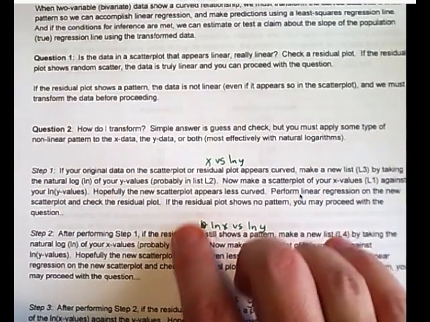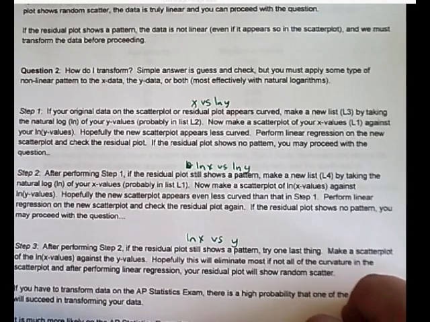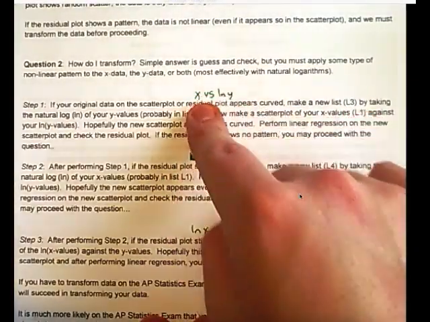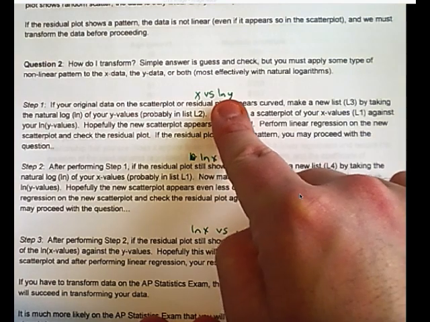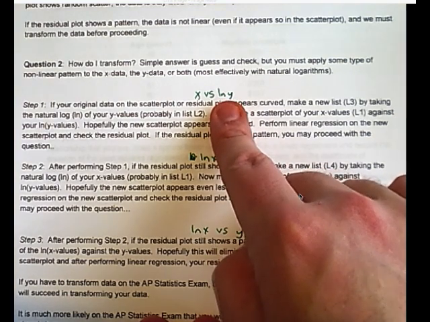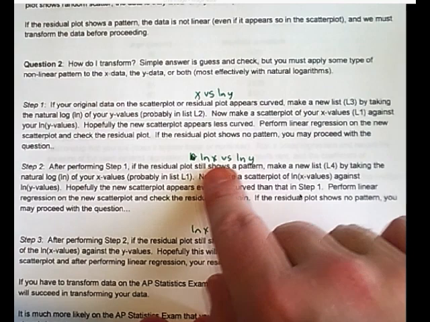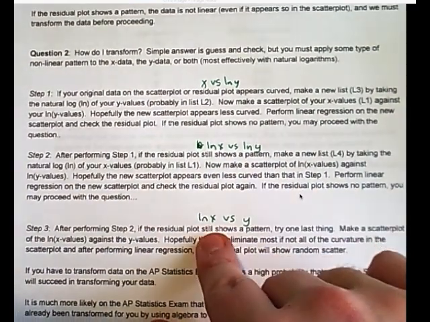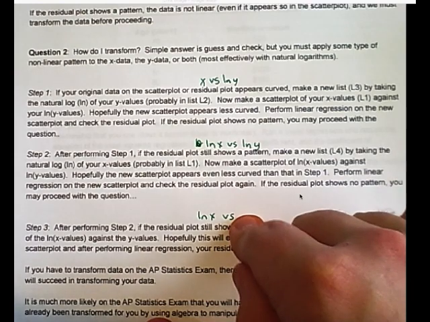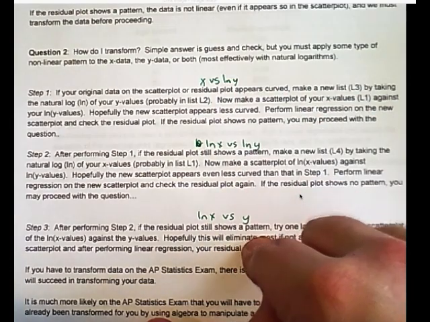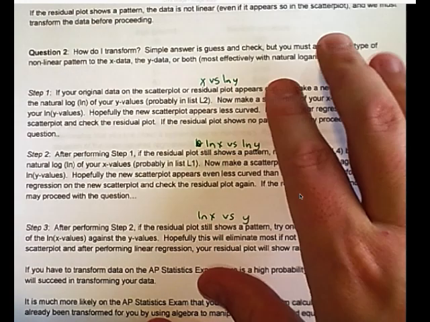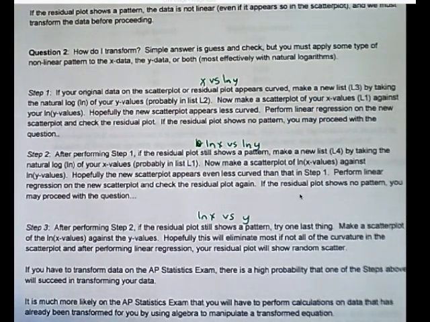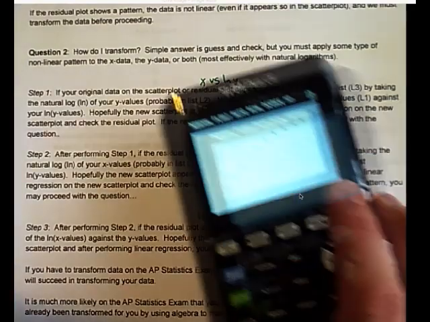What these 3 steps essentially do, and you can read this on your own, is we can do the X list against an ln of the Y list. If that still doesn't work, we can do the ln of X versus the ln of Y. And if that doesn't work, we can just do the ln of X versus Y. If you do these in these steps, you'll usually get something where eventually the residual plot is not curved anymore. So let's try it with our data.